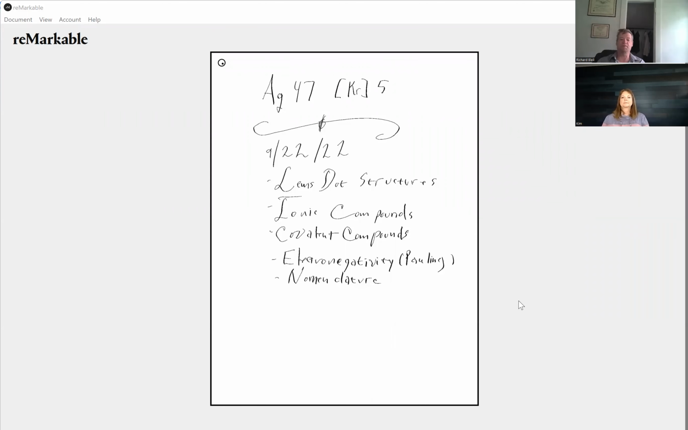We're going to talk about a very important concept called electronegativity. And we're going to go back and revisit nomenclature a little bit.